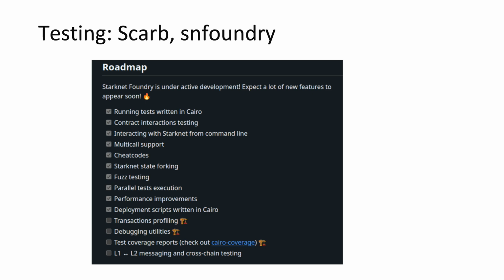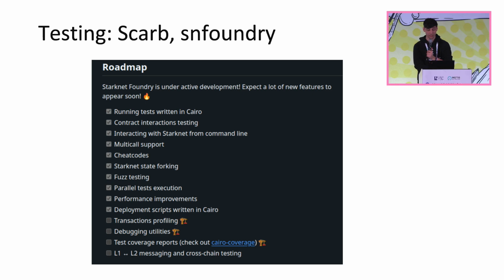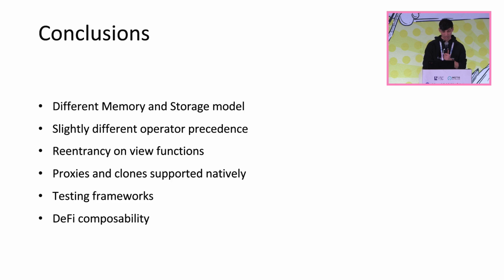For testing, just a quick side note. If you plan to develop on Cairo, you can use SN Foundry, which provides a very good testing environment. I'm sure you all know Foundry, which is used to develop Solidity contracts. So there's an equivalent here for Cairo. It supports cheat codes, fuzzing, and parallel test execution. So that's what I recommend using also.